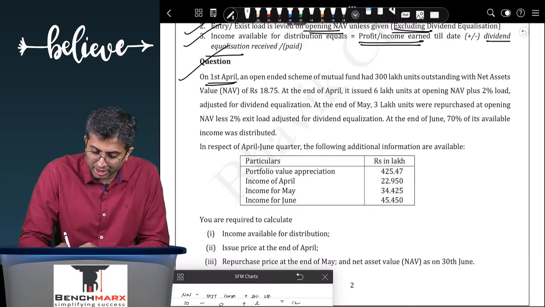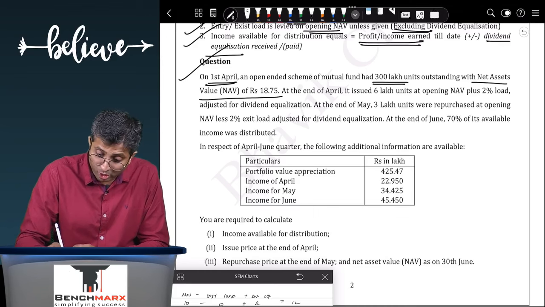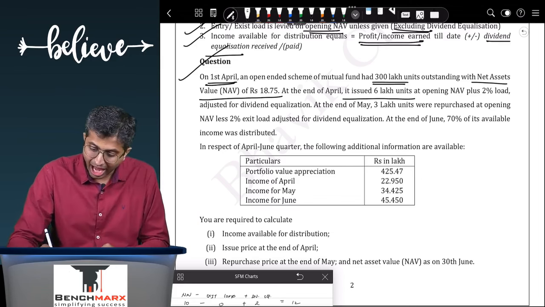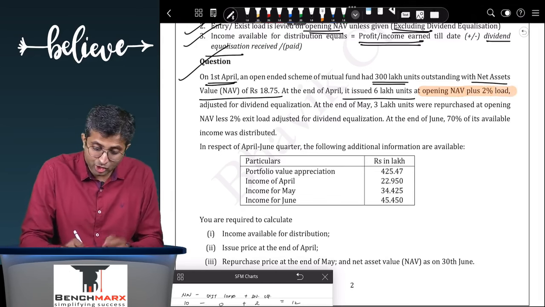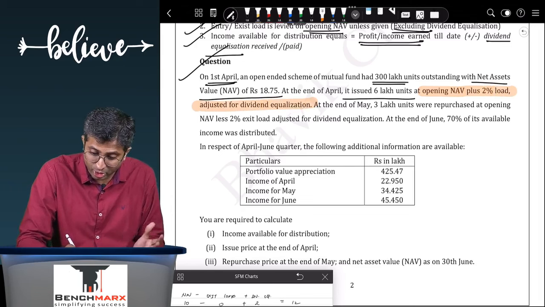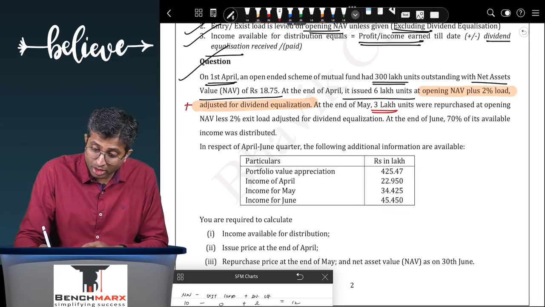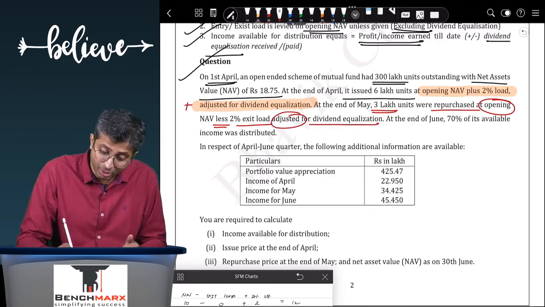On 1st April, an open-ended scheme with a mutual fund has 300 lakh units outstanding with net asset value of 18.75. Okay, so that is your opening NAV. At the end of April, it issued another 6 lakh units, so you add, it becomes 300 plus 6, that is 306. The question clearly tells you it is at the opening NAV plus 2% load, adjusted for dividend equalization. Adjusted, it does not tell you add or less. Well, you will add whatever is the dividend equalization. At the end of May, 3 lakh units were repurchased at the opening NAV again, less 2% exit load, adjusted for dividend equalization. Again, dividend equalization has to be added.